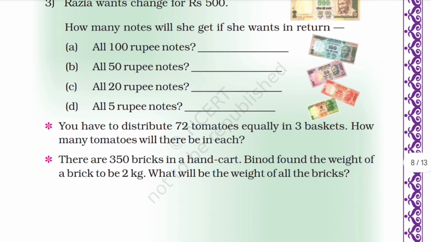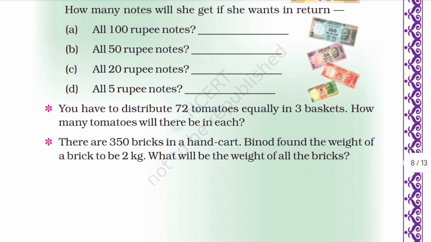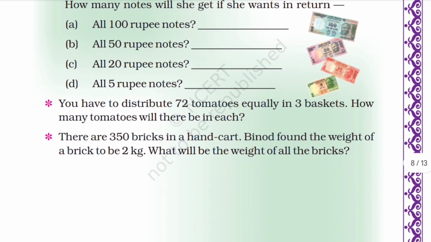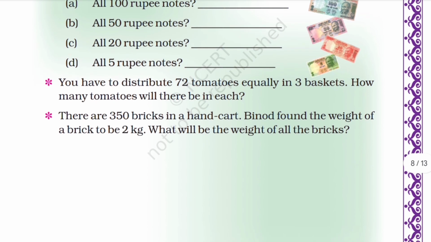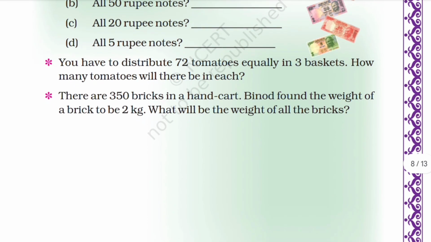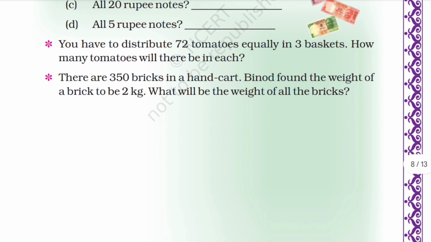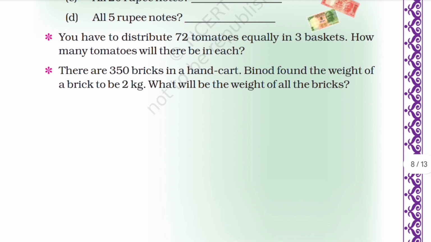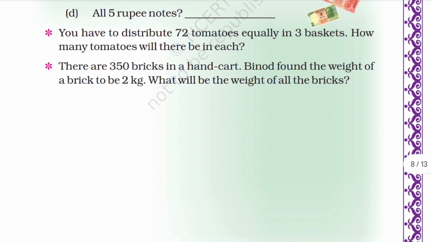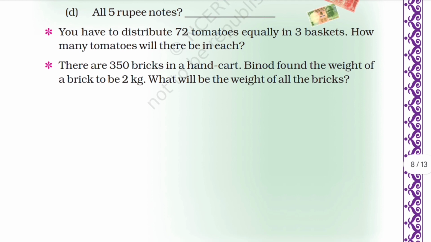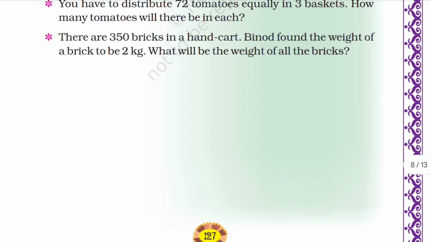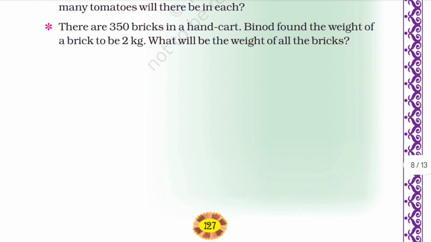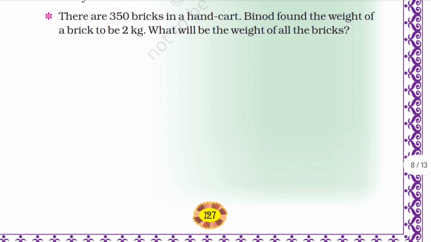You have to distribute 72 tomatoes equally in 3 baskets. How many tomatoes will there be in each? There are 350 bricks in a hand cart. Vinod found the weight of a brick to be 2 kg. What will be the weight of all the bricks?